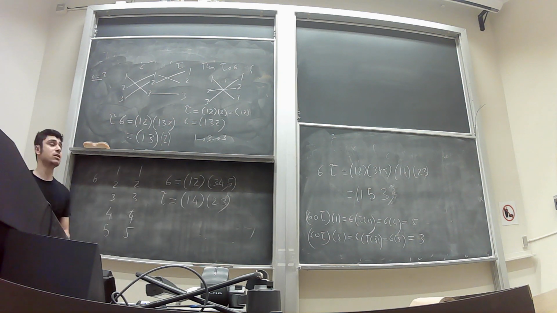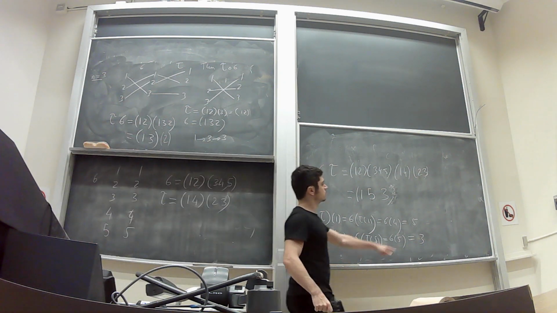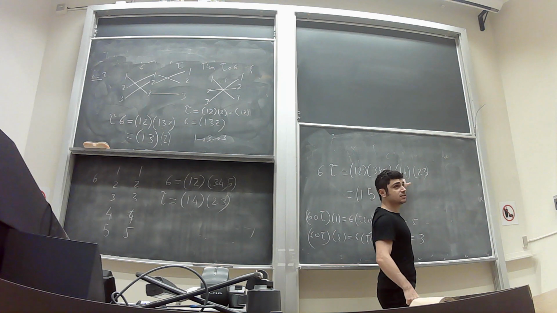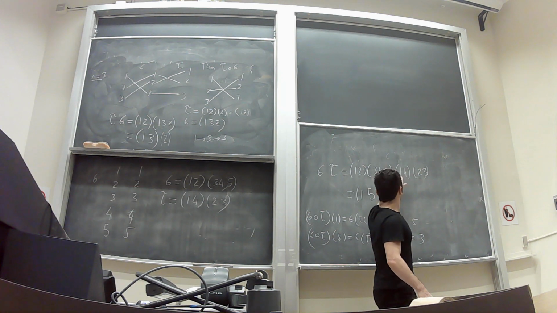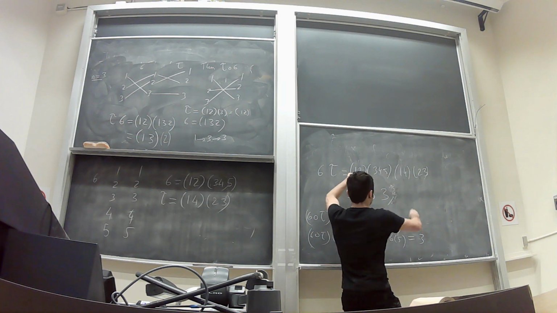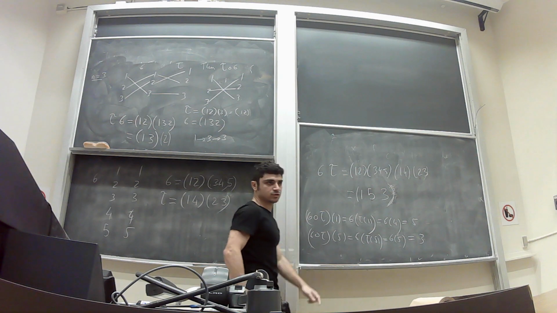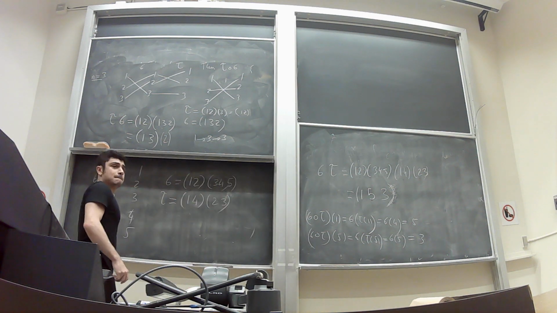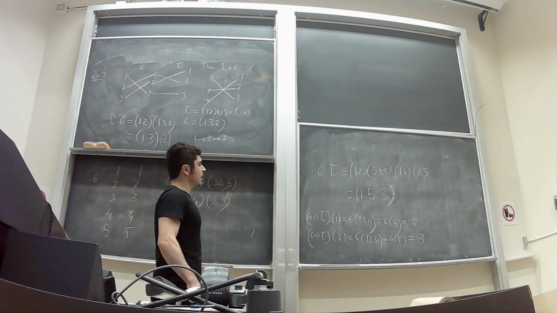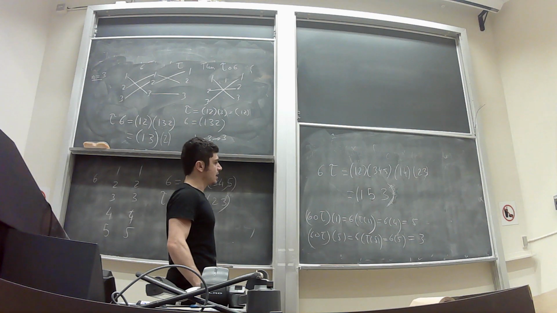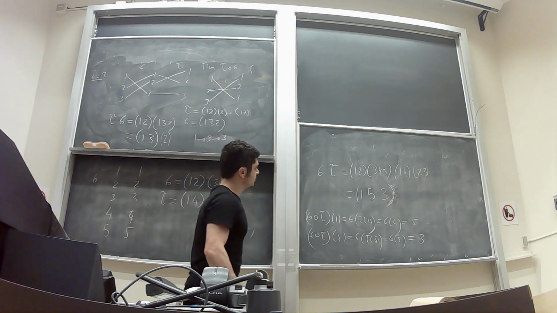Okay, now where does 3 go to? 3 goes to 2. 2 stays fixed here, right? Then 2 stays fixed here, then goes to 1. Then 3 goes to 1. Okay? Great, what do I have left? I have 2 numbers left. I have 2 and 4.